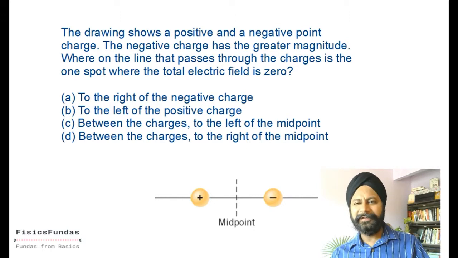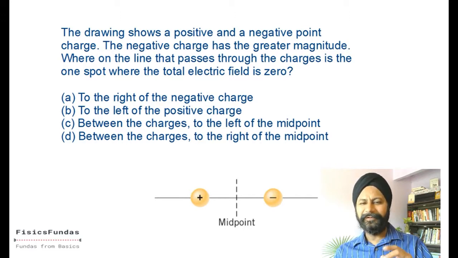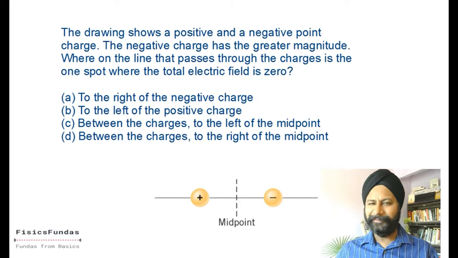The drawing shows a positive and a negative point charge. The negative charge has a greater magnitude. Where on the line? है ना. पॉज करो, इसको पॉज करो.